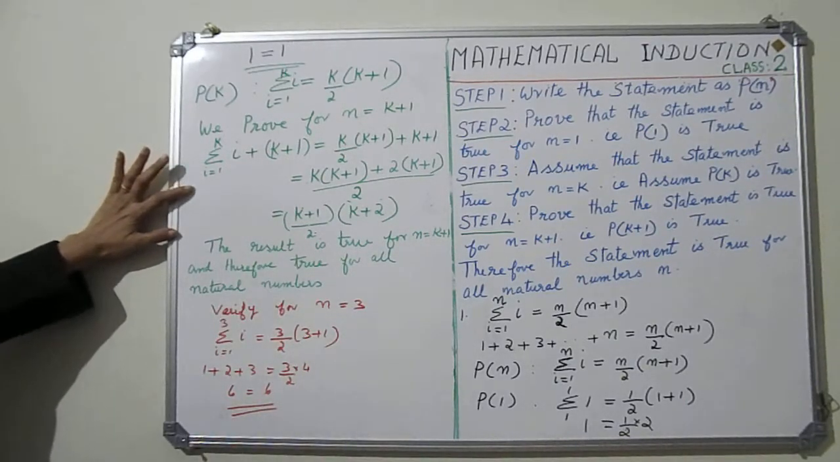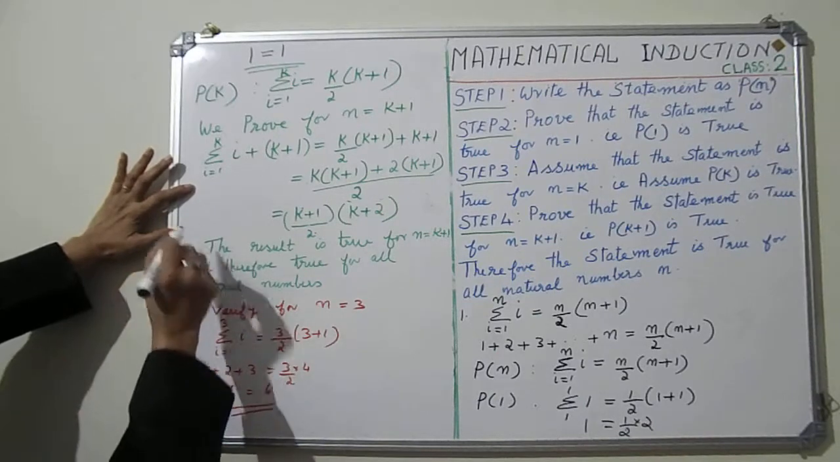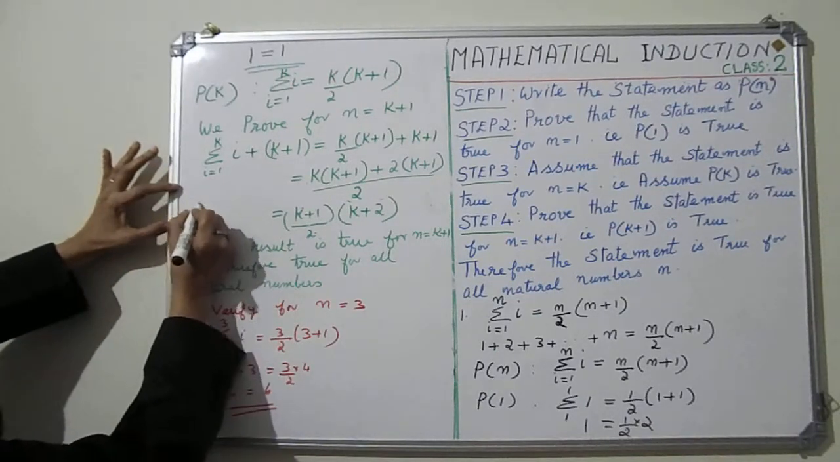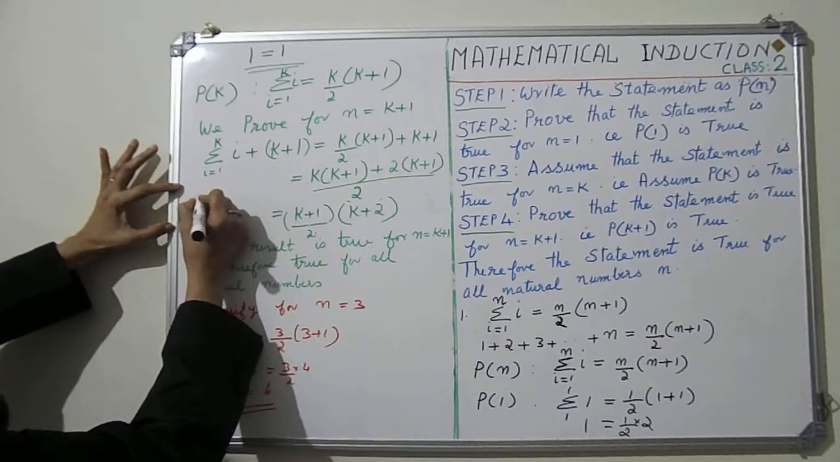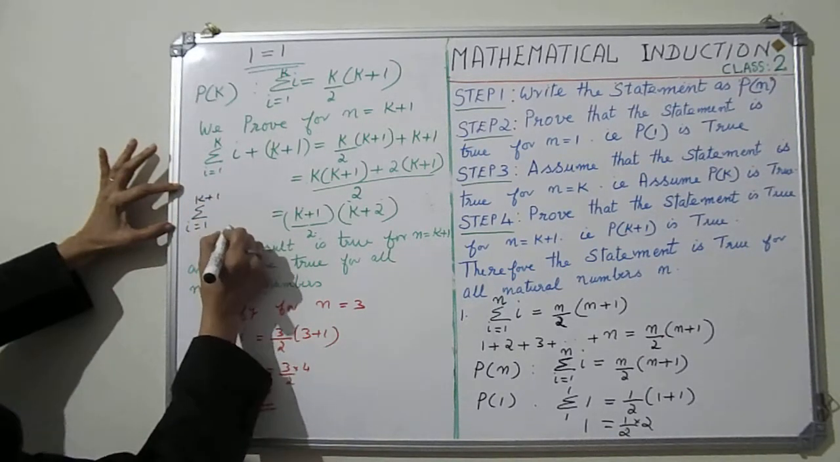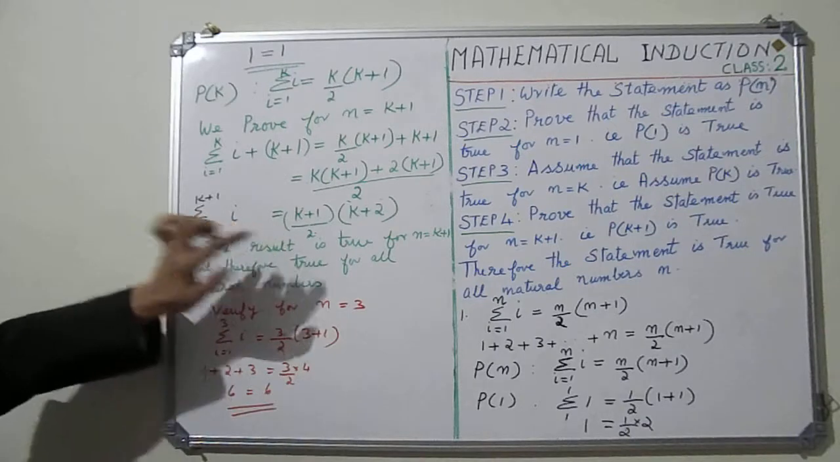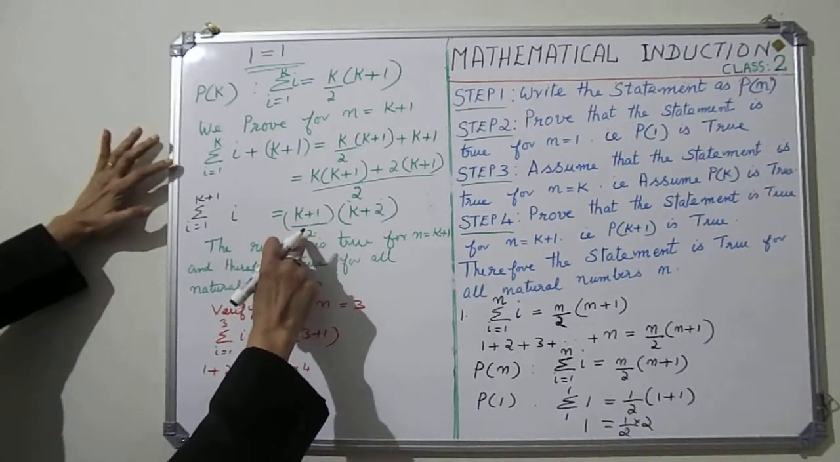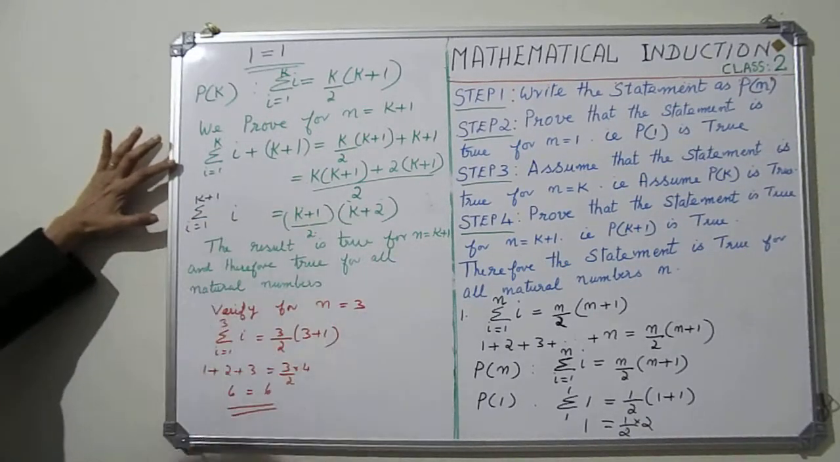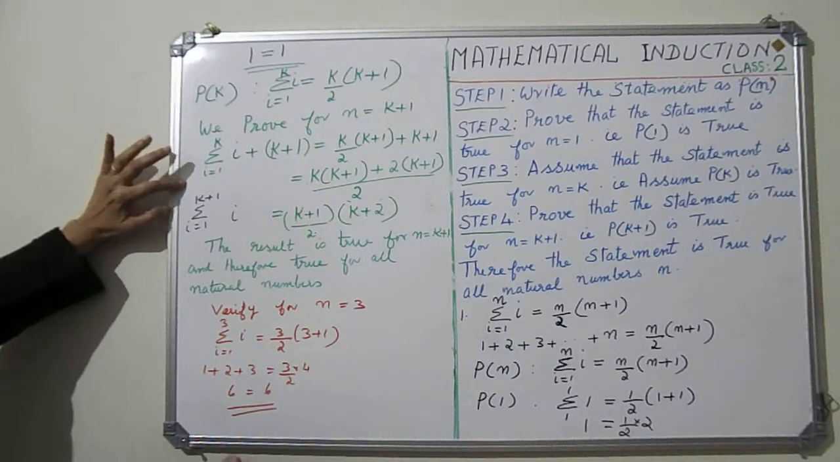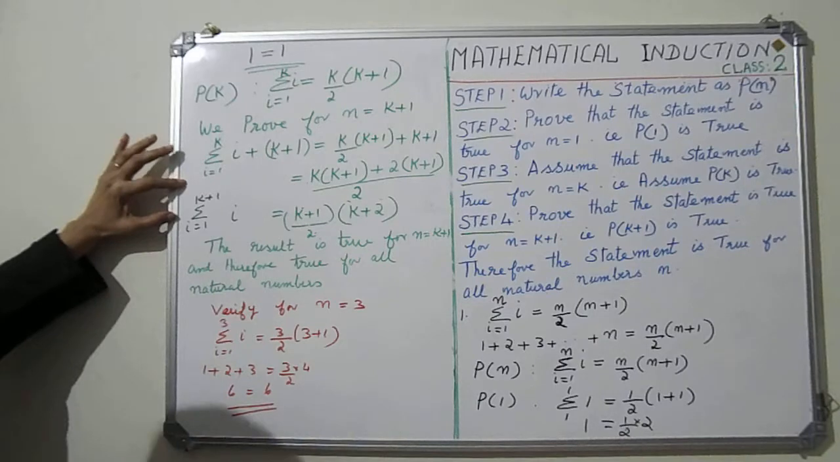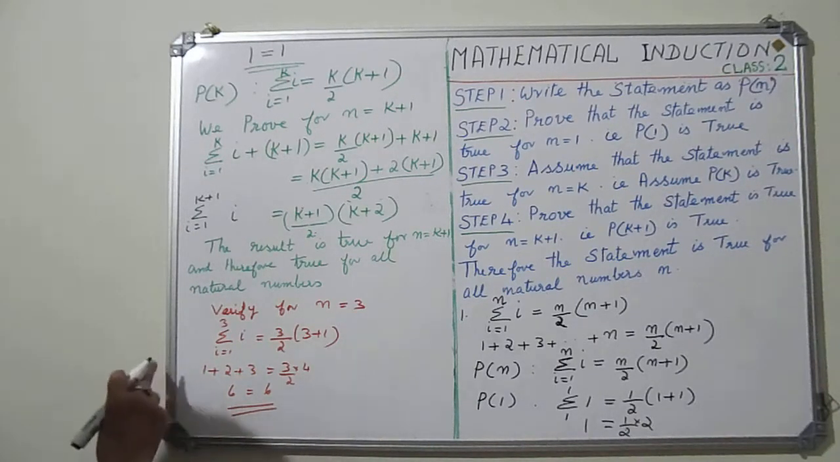What about the left hand side? The left hand side is the sigma i varying from 1 up to k plus 1 of i is equal to k plus 1 by 2 times k plus 2. That means the result is true for n equal to k plus 1. And therefore, by the principle of mathematical induction, the result is true for all natural numbers.